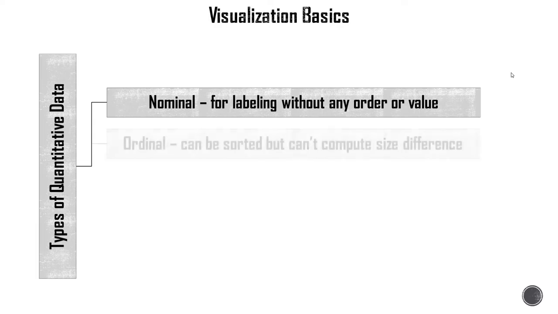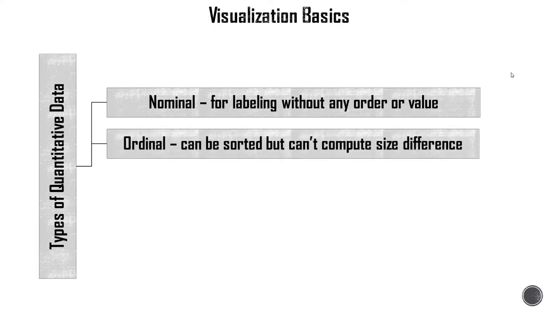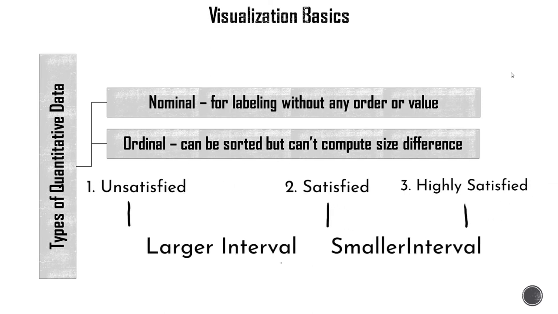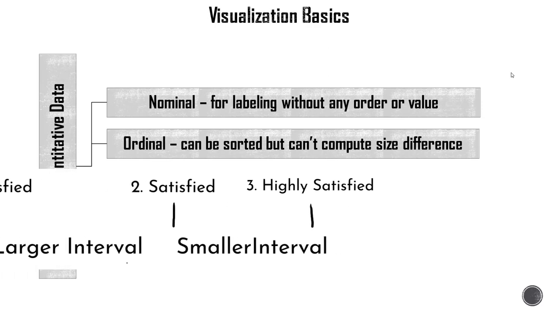Now let's look at ordinal data. As the word suggests, ordinal means something you can sort. So you can sort ordinal data, but you can't compute the size difference. Some examples of ordinal data are rank and satisfaction. Assume you're doing a survey and asking your consumer about the satisfaction of a certain product. You may have dissatisfied, satisfied, and highly satisfied. Now you can assign numbers 1, 2, and 3 to them. So even though you can sort them, you can't compute size difference.